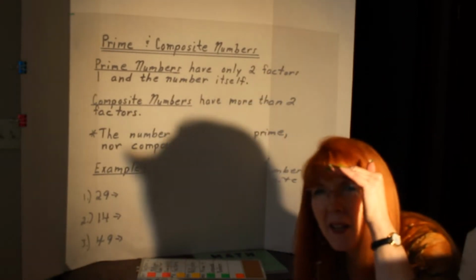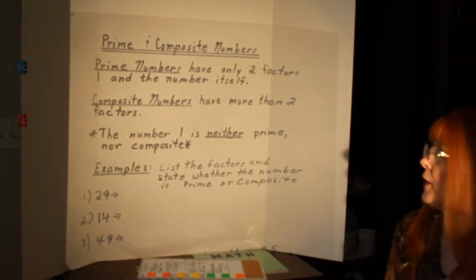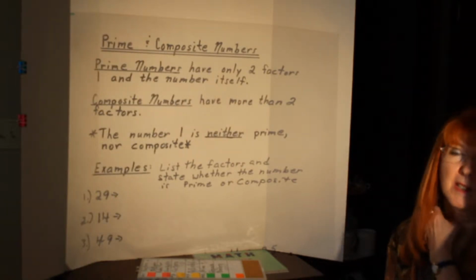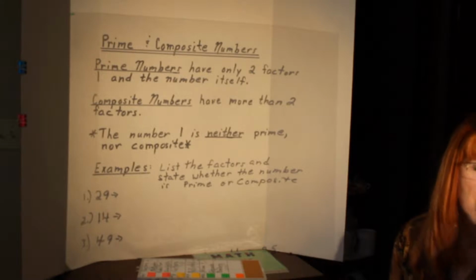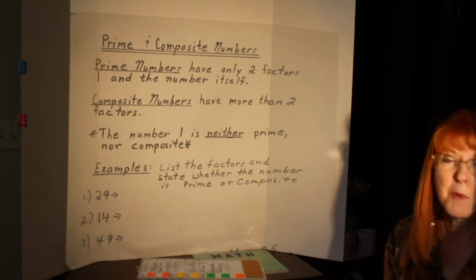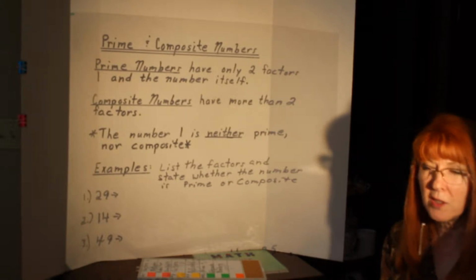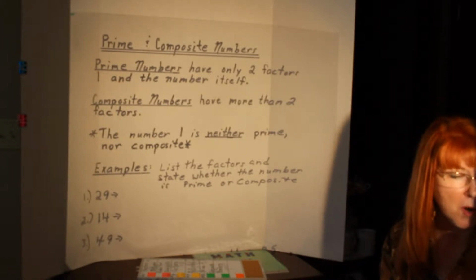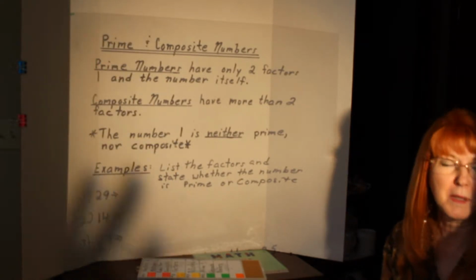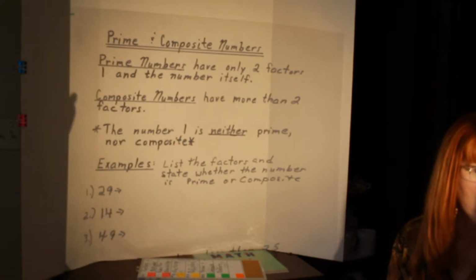Prime numbers have only two factors, the number 1 and the number itself. They're called prime numbers. Composite numbers have more than two factors. The number 1 is not considered a prime nor a composite number. You might be using the number 1, but it is not considered either prime or composite.